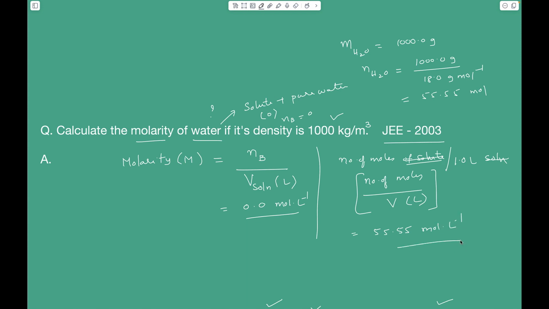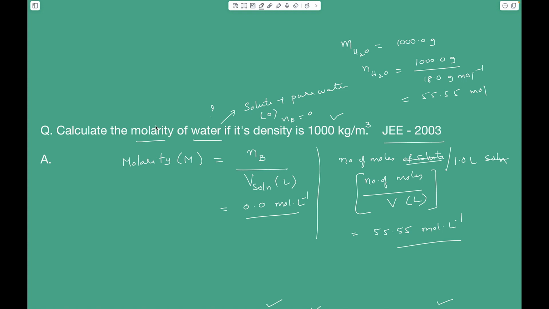Does this make any sense? Are you saying that there is 55.55 moles of water in 1 liter of water, where the solute is water, the solvent is water, and the solution is water? It does not make sense to me.